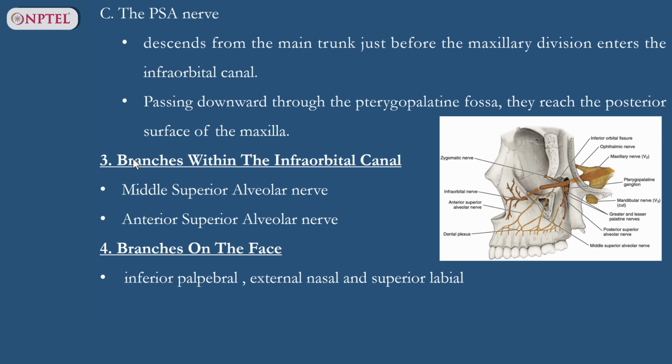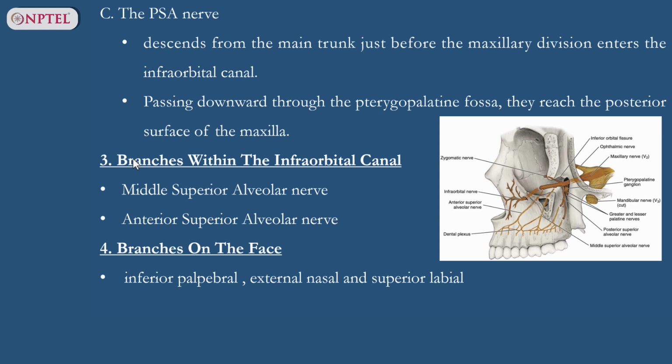of the first molar. The branches given from the part of the nerve lying within the infraorbital groove and canal are the middle superior alveolar nerve and anterior superior alveolar nerve. The middle superior alveolar nerve supplies the premolars and mesobuccal root of the first molar, whereas the anterior superior alveolar nerve supplies the central incisor, lateral incisor and canine of that side.